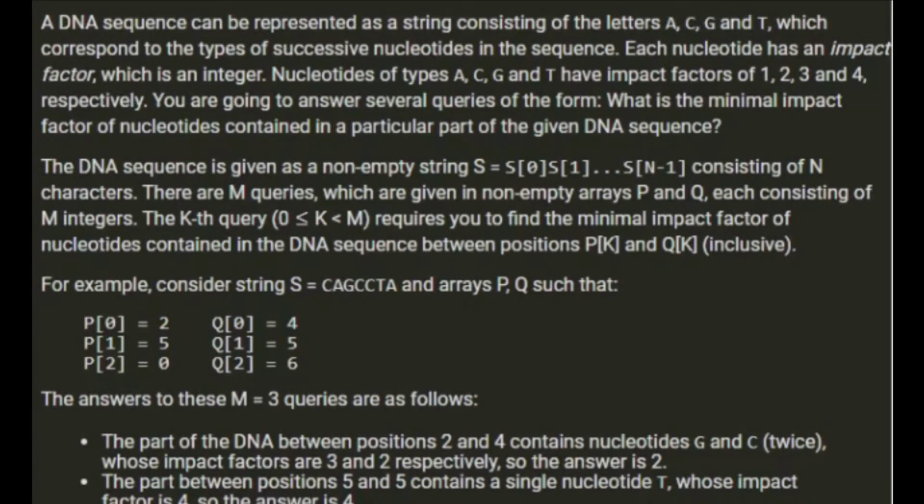Okay, a DNA sequence can be represented as a string consisting of the letters A, C, G and T, which correspond to the types of successive nucleotides in the sequence. Each nucleotide has an impact factor, which is an integer. Nucleotides of type A, C, G, and T have impact factors of 1, 2, 3, and 4, respectively. You're going to answer several queries of the form: what is the minimal impact factor of nucleotides contained in a particular part of the given DNA sequence?